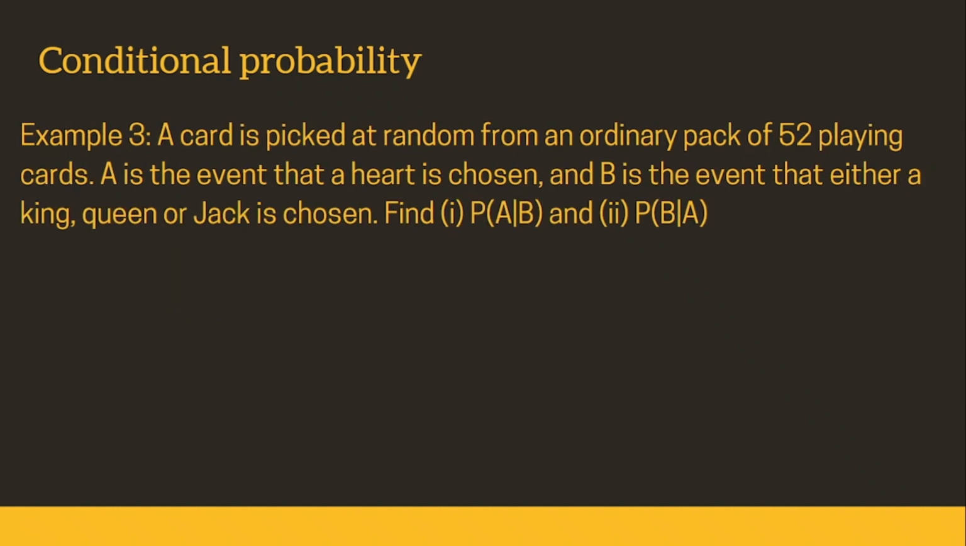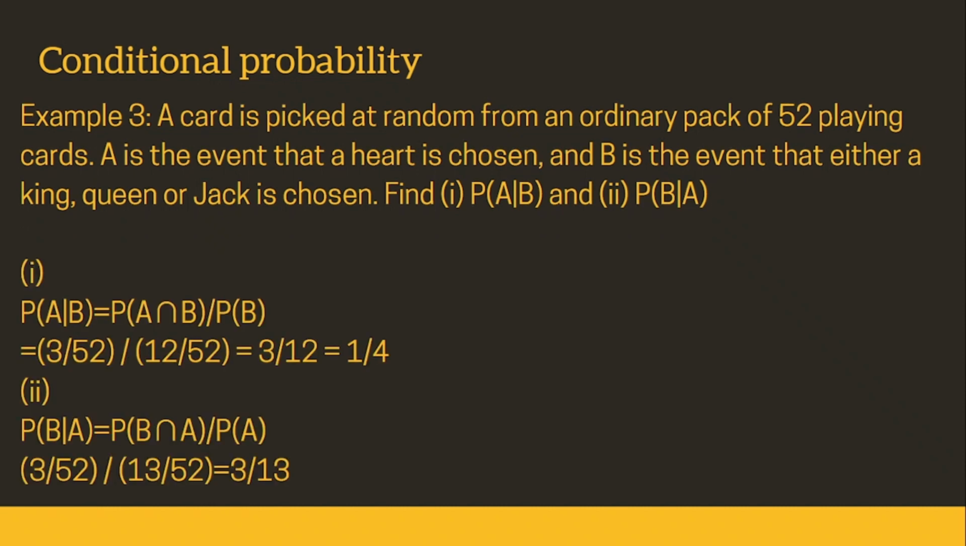So another example is that a card is played at random from an ordinary pack of 52 playing cards. A is the event where a heart is chosen, and B is the event that either a king, queen, or a jack is chosen. So in this case, they ask you to find the probability of A given B and the probability of B given A.